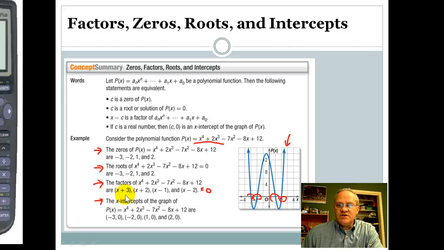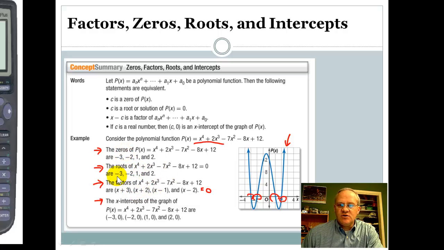then what we did was we found what it takes to make each parentheses equal 0. So what does it take to make x plus 3 equal 0? It has to be -3. What does it take to make x plus 2 equal 0? -2. What does it take for x minus 1 to be 0? +1. And what does it take for x minus 2 to be 0? It takes a +2. So the factors are just kind of backing up one step from your roots or your zeros.